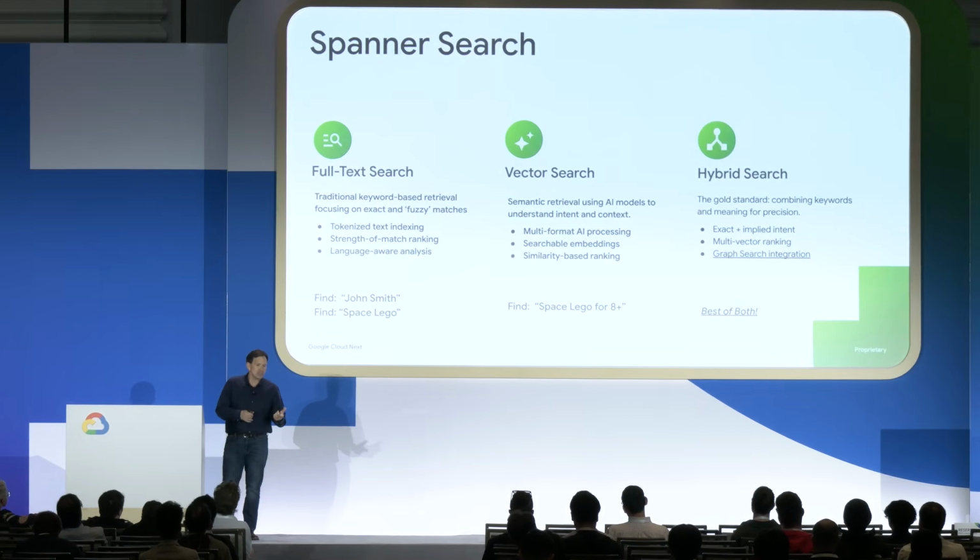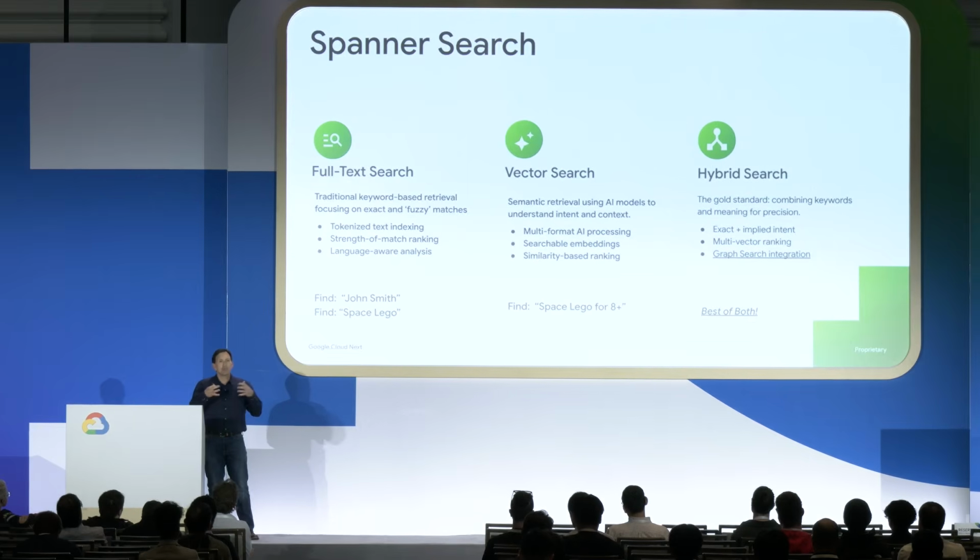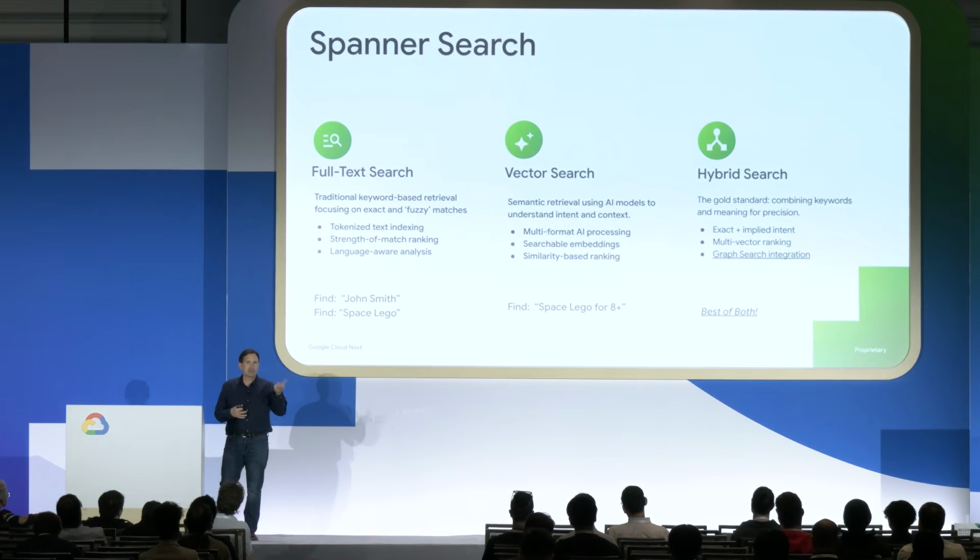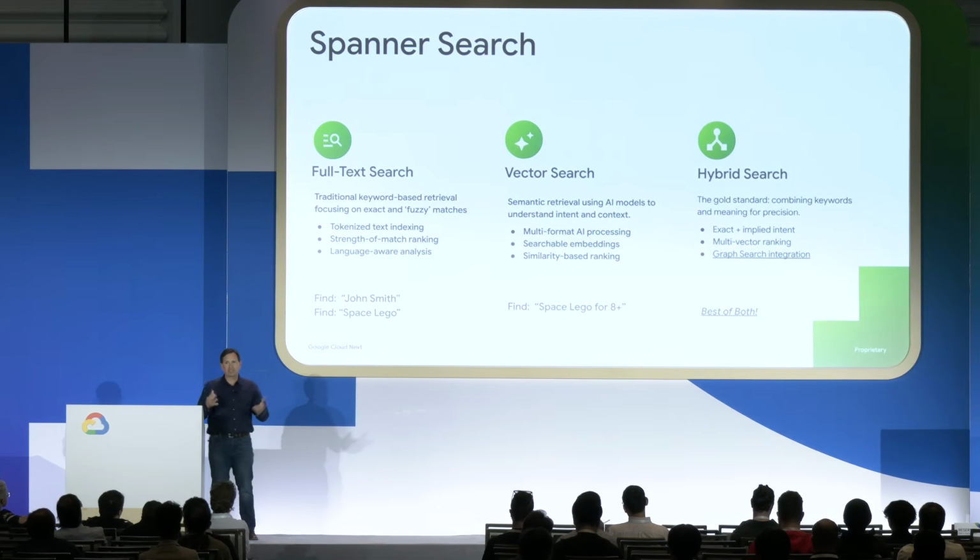And then hybrid search is where you merge the two, where you're combining search based on keywords or text with vector search to understand the meaning of the data, and you merge the results accordingly to have the best combination of results. And like I say on the slide, it's the best of both worlds.